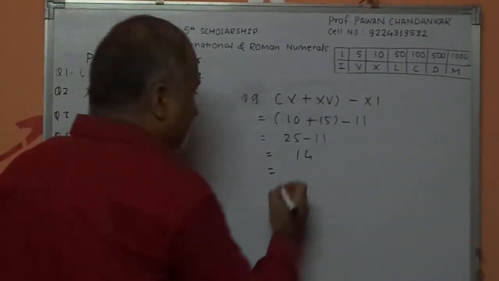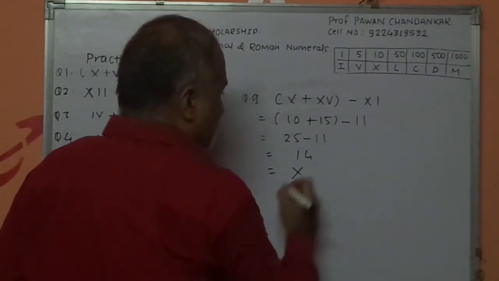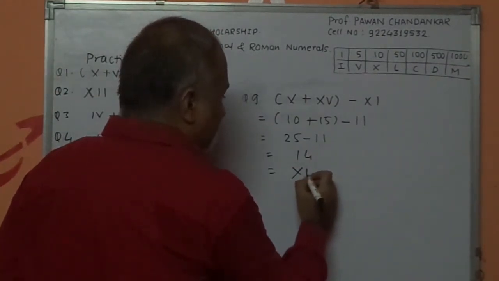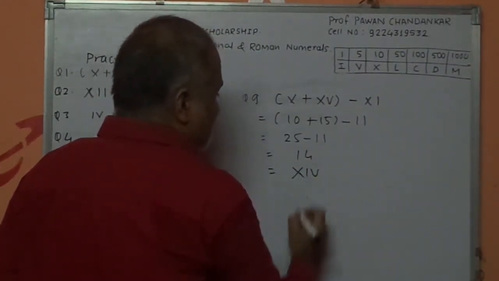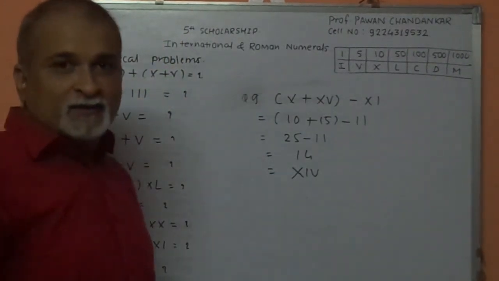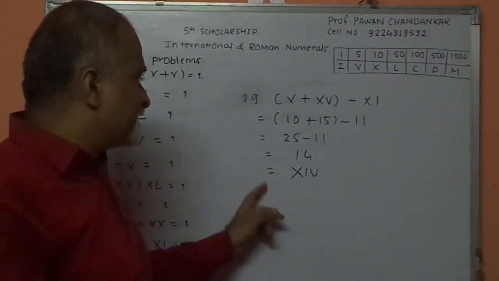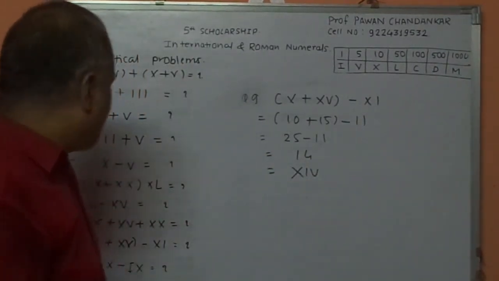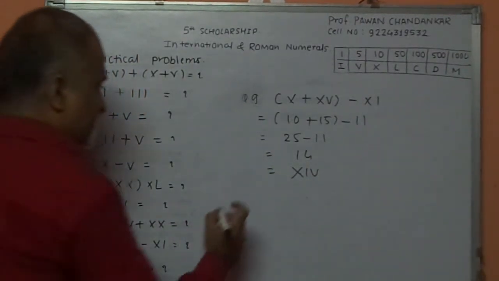Yes, come on, tell me. First of all, write x. Then 4. How will you represent 4? IV. So our answer is xiv. xiv represents 14. The number 14. So 14 is written as xiv. Understood, students? Look at the next question. Question number 10.